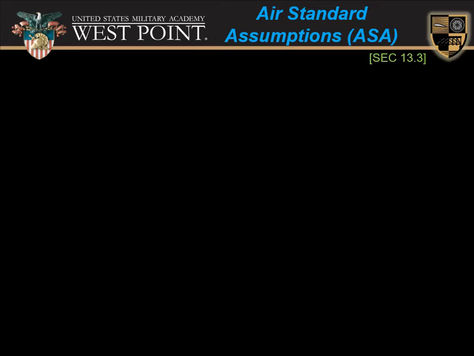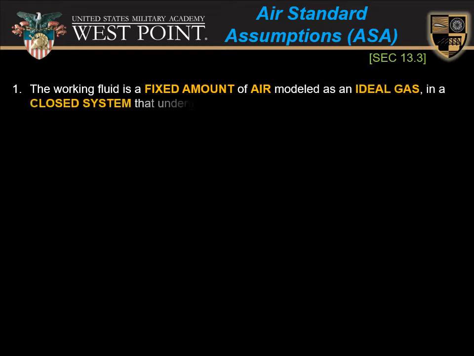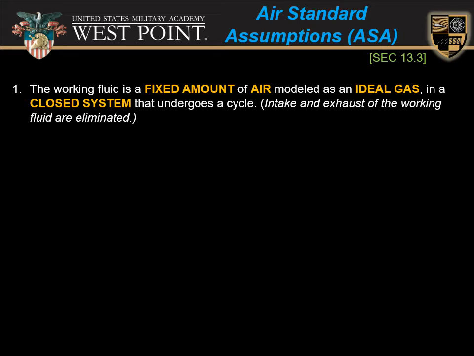So let's talk about the air standard assumptions, which can be found in your book in section 13.3, but I highly recommend writing these down regardless. The first assumption is that the working fluid is a fixed amount of air modeled as an ideal gas in a closed system that undergoes a cycle, where we've eliminated the intake and exhaust of the working fluid. Remember, on the 4 strokes associated with a 4-stroke internal combustion engine, you have an intake and exhaust stroke. We've eliminated those strokes for the sake of analysis.